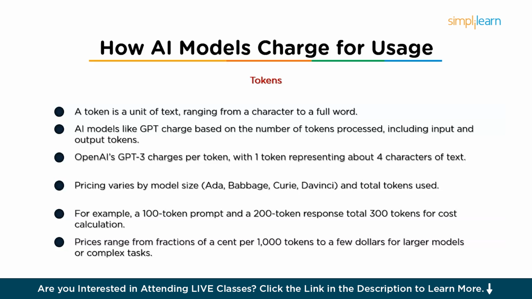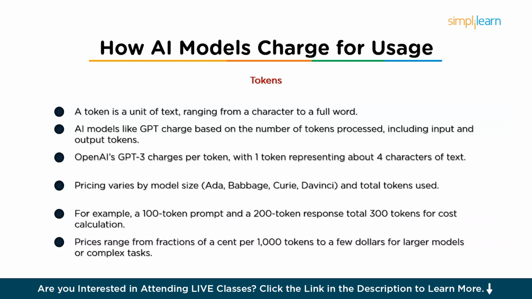So pricing for models like GPT is usually based on the number of tokens processed, including both the input tokens, which is the text that we provide as queries or prompts, and the output tokens, which is the text generated by the model. So for example, OpenAI's GPT-3 charges based on the number of tokens. A single token typically represents about 4 characters of English text. So that's the count. Now, depending on the model and the amount of text processed, you may be charged for the input tokens, that is the prompt you give the model, and the output tokens, the generated response.